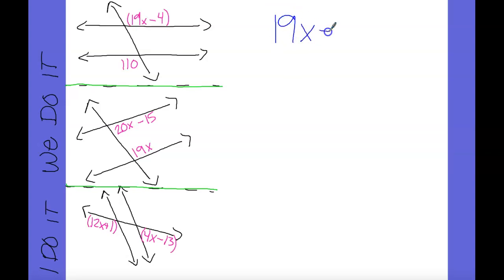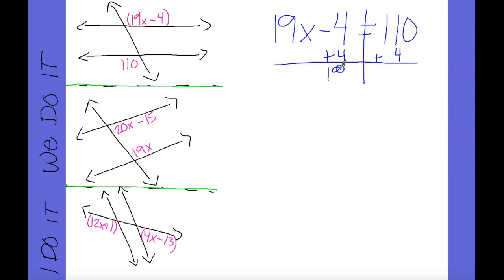Equal to each other, because that's what same means. And now I can solve for x. So you should probably be writing this down with me if you're not. What would I do first? Add 4. I would add 4 to both sides.